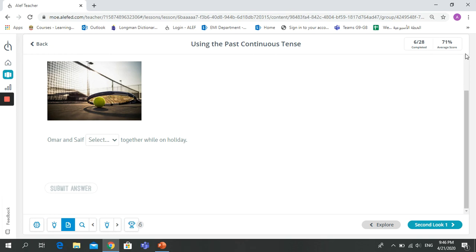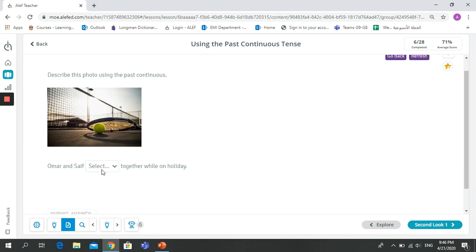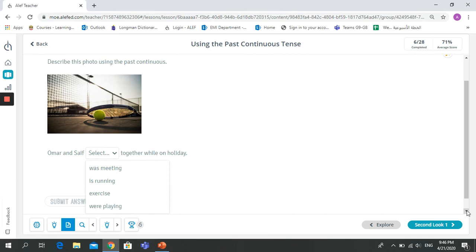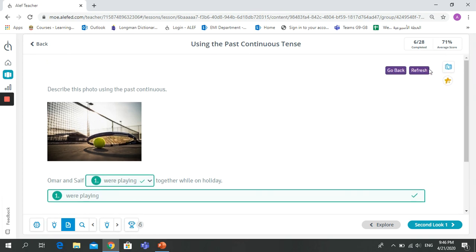Exercise number 5. Focus, concentrate. Describe this photo using the past continuous. Omar and Saif together while on holiday. Omar and Saif was meeting, is running, exercise, or were playing. As you see, Omar and Saif is plural, and the plural should be were, not was. Were playing. Well done. Let's go to another example.